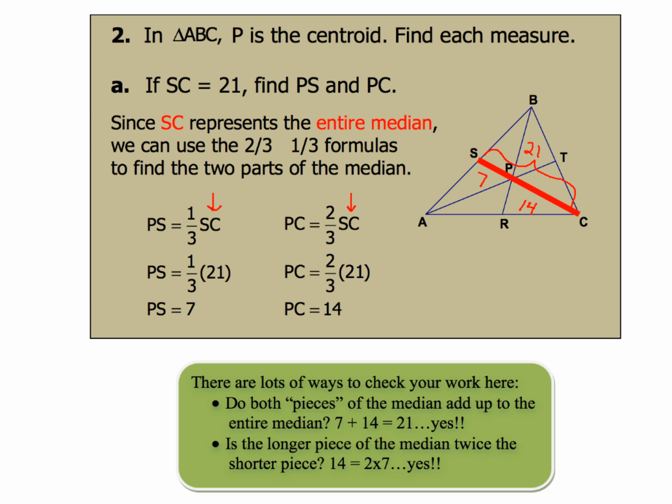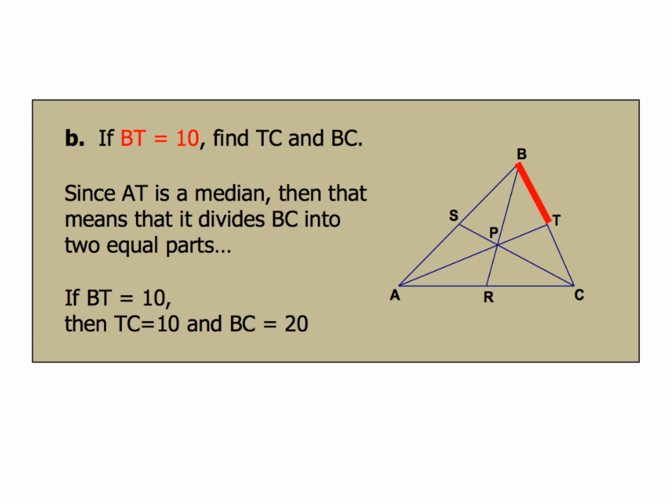No problem. Let's take a look at examples B and C now. Again, for B, same thing. We know that P is going to be our centroid, so same criteria as before. Now, this time we've got to find TC and BC. All right, now, AT is your median, so that means what that's going to do, right? That's going to chop this side and this side in half. All right, no big deal.